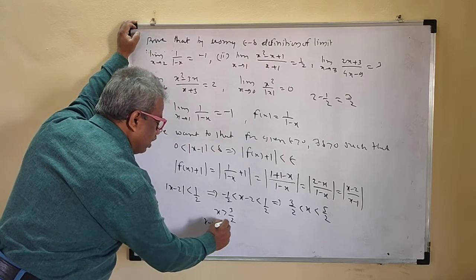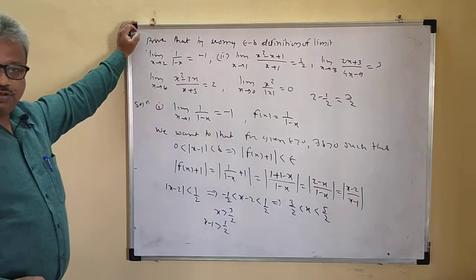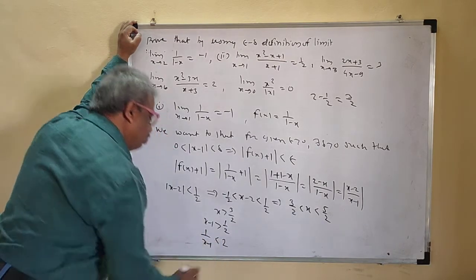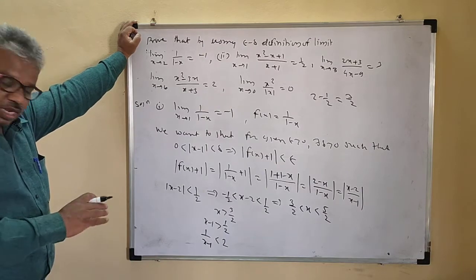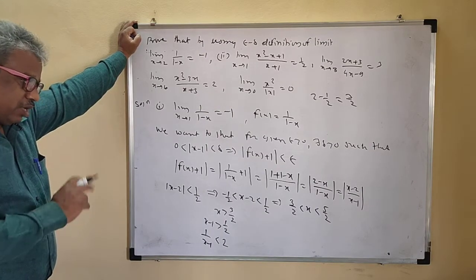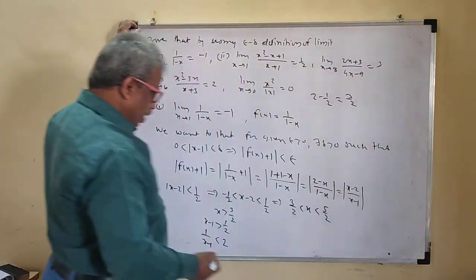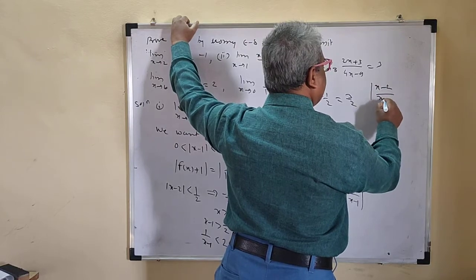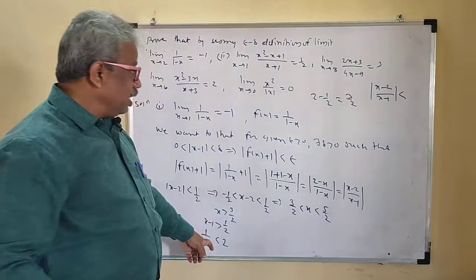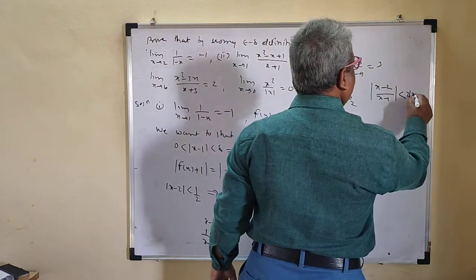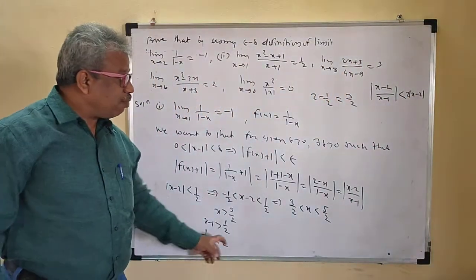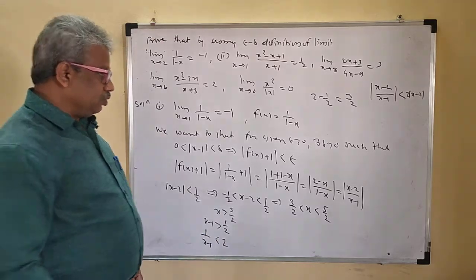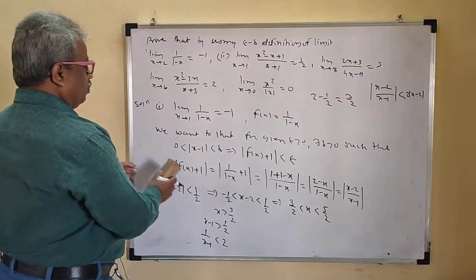x minus 1 is greater than 1 half now, since 3 by 2 minus 1 is half. Then 1 upon x minus 1 is less than 2. Both are positive here. So we multiply by x minus 2. Therefore mod of x minus 2 upon x minus 1 is less than 2 into mod of x minus 2. I have just multiplied here by x minus 2.